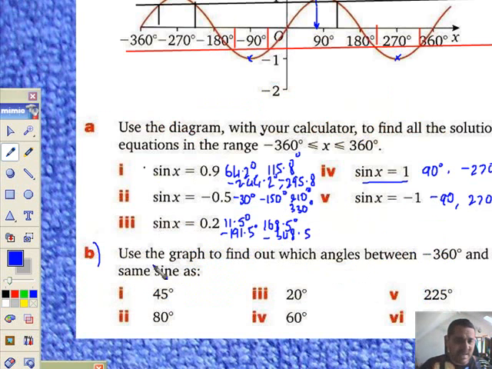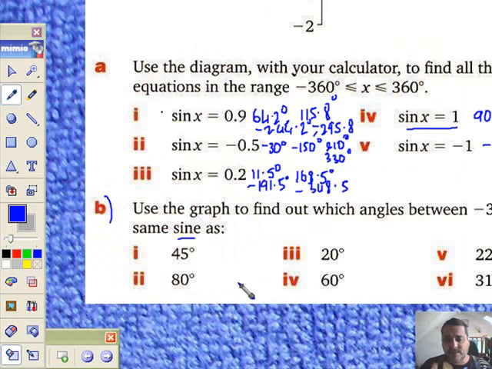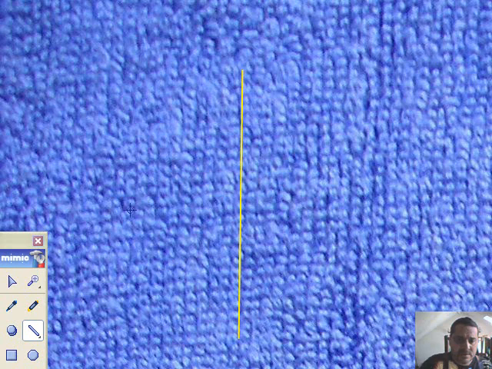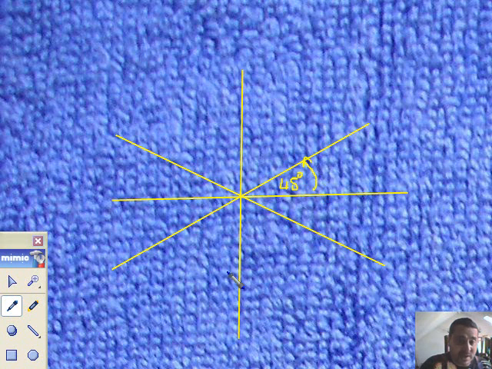Now when it comes to part B, it's exactly the same as part A, but they've given us the angle straight away. Use the graph to find out which angles between minus 360 and 360 have the same sine value as 45, 80, 20 and 60. So it's 6 separate questions, so I'm probably going to have to draw 6 separate little grids, aren't I? Alright then, so be it. Let's just do it then. So 45 degrees, let's try one of these as is usual. So try and get a couple on each page. So there's our grid, like that. So what we've got then, we're trying to find all the angles that have the same sine as 45.